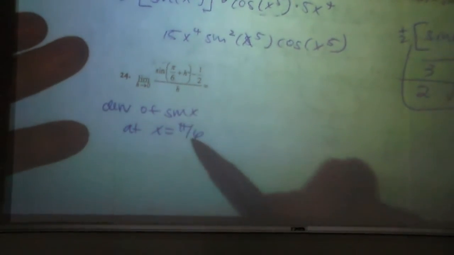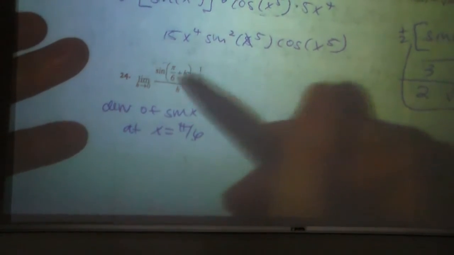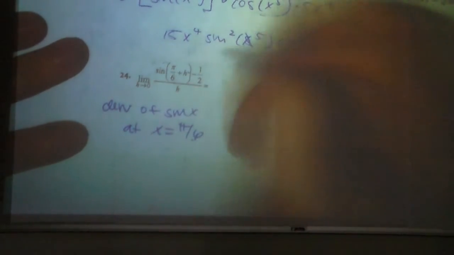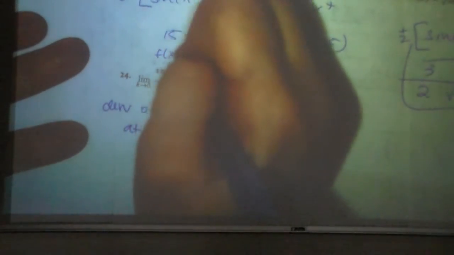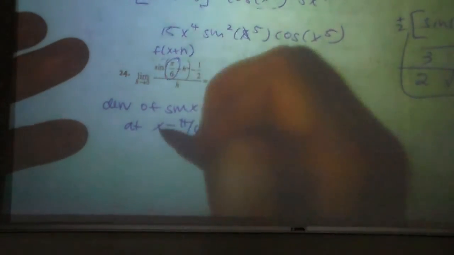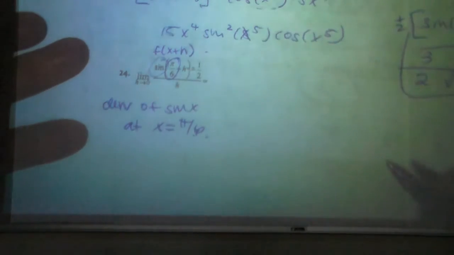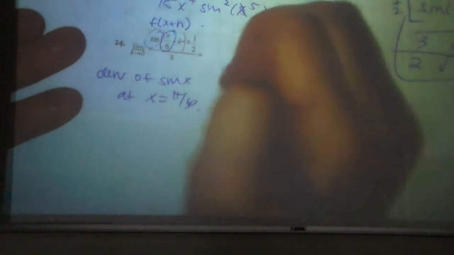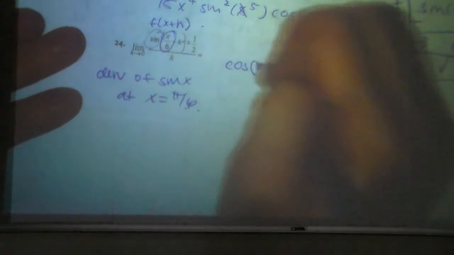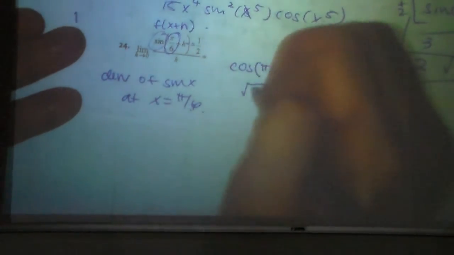And if you're like, why are you talking about pi over 6, not this value right here? That is what sine of pi over 6 is. So think of this as your f of x plus h. So I have the plus h, that tells me my x value is pi over 6. So at x equals pi over 6, and then the f is the sine function. So derivative of sine is cosine, evaluated at pi over 6. Cosine of pi over 6 is this one, root 3 over 2.